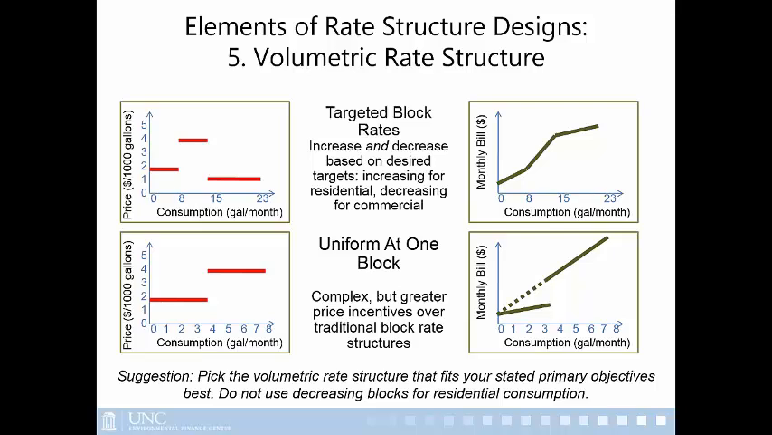Some utilities use this to have one rate structure for all customers, including industrial and commercial. What they do is they have an increasing block rate through what they consider to be a residential consumption amount, and then they have a decreasing block that targets basically the larger users, the commercial and the industrial users. So they try to achieve both economic development pricing as well as encouraging residential conservation in the same rate structure design.